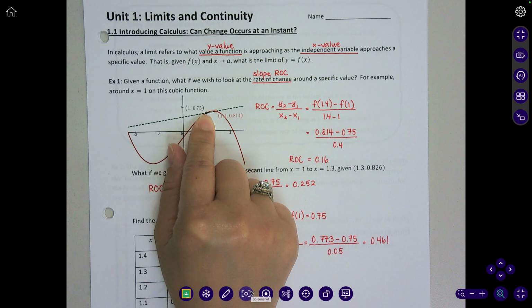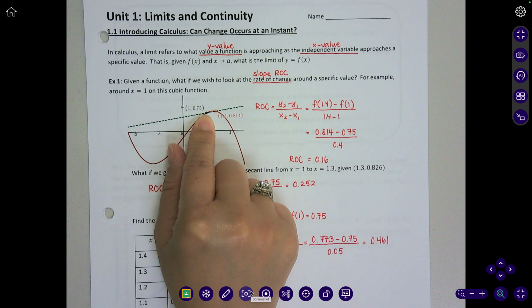So for example, if we want to find the slope at 1, then we want to use a point closest to 1 as much as we can so that we can get the slope. So in this case, we can try 1.4, we can try 1.3, but if we have the point 1.05, then we can use that. Okay?